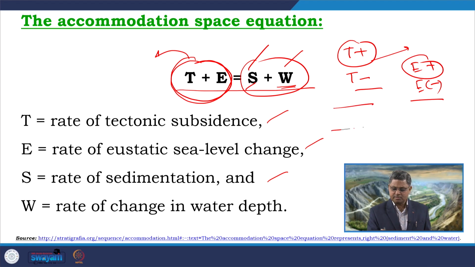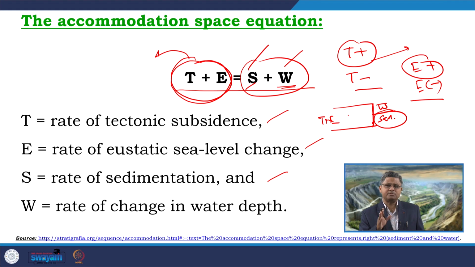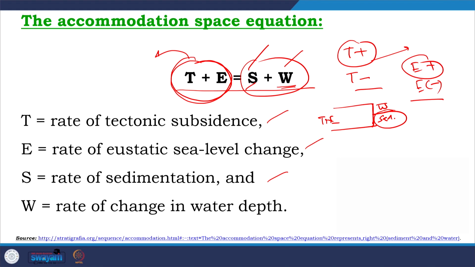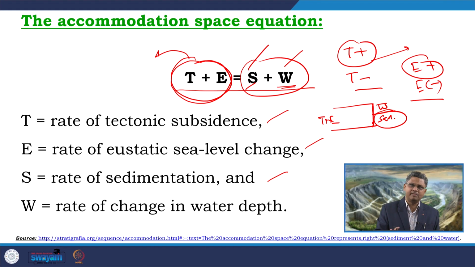So, if you have this much space available, that is T plus E, this space created will be consumed by sedimentation first, and the rest of the portion is W, which will occupy the remaining space. So, S is the main factor on the right hand side, the rate of sedimentation, the amount of sediment finally accumulating, and the rest is the final water depth available after the accumulation of the sediments. This equation is very simple but very effective, used in sequence stratigraphy, particularly in understanding the relation between accommodation and base level change, and accommodation with respect to sedimentation.